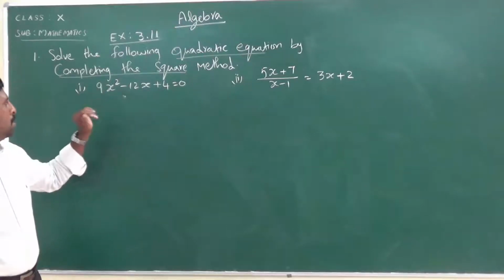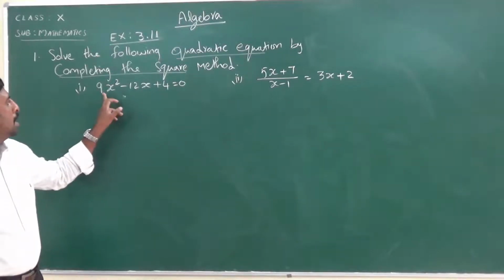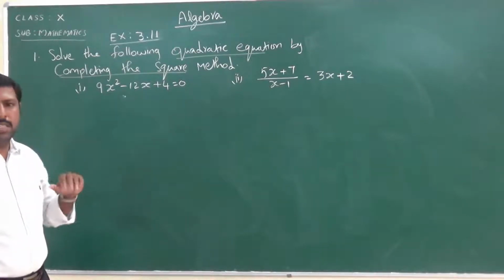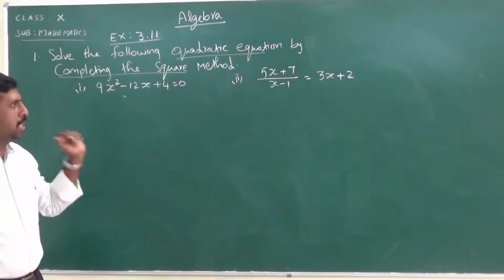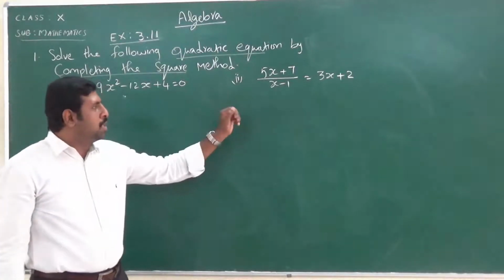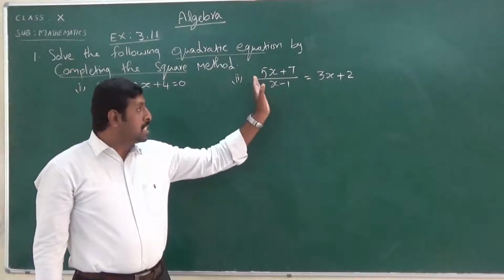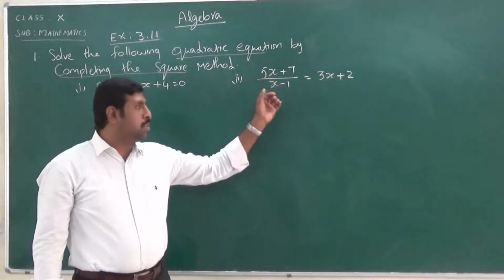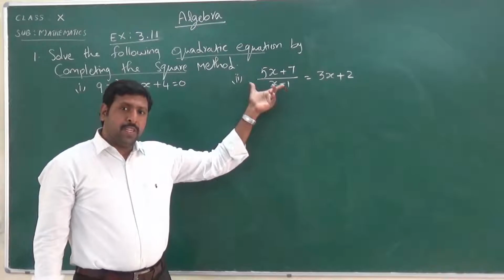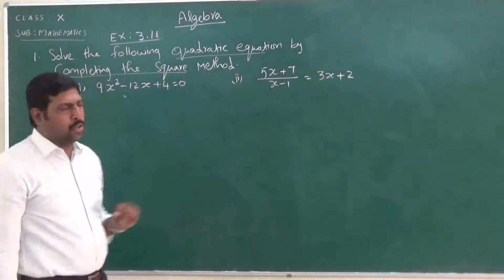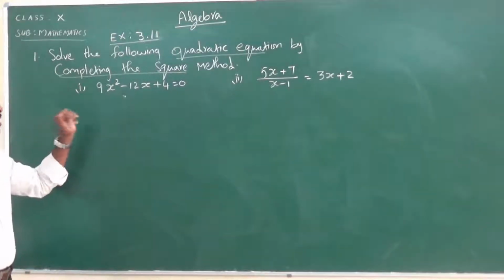First of all, the first Roman number is 9x square minus 12x plus 4 equal to 0. The given equation is in the standard form of a quadratic equation. But see the second Roman number, we have 5x plus 7x minus 1 is equal to 3x plus 2. It is not in the standard form of the quadratic equation. First we want to convert the given equation into the standard form, and then we have to find the solution. Let's see the first Roman number here.